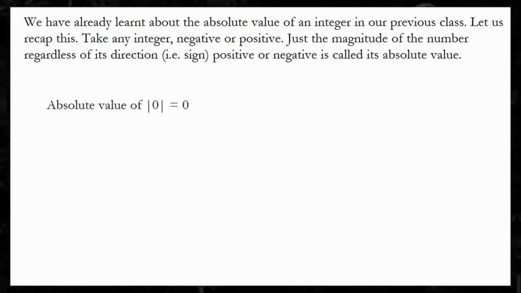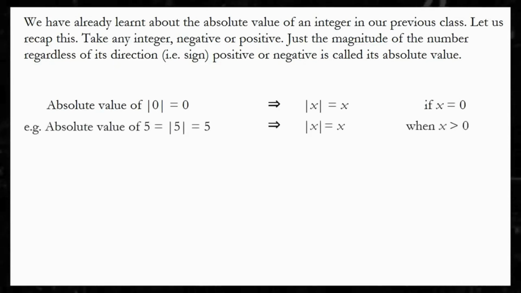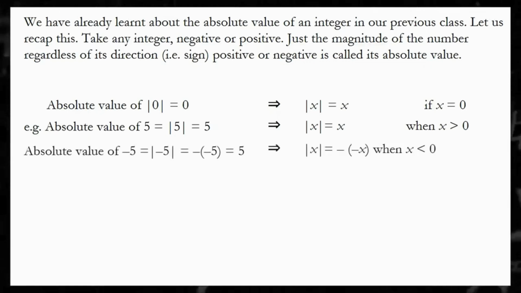Absolute value of |0| is equal to 0, which implies |x| is equal to x if x is equal to 0. Example, absolute value of 5 is equal to |5|, which is equal to 5, which implies |x| is equal to x when x is greater than 0. Absolute value of -5 is equal to |-5|, which is equal to -(-5), which is equal to 5, which implies |x| is equal to -x when x is less than 0.